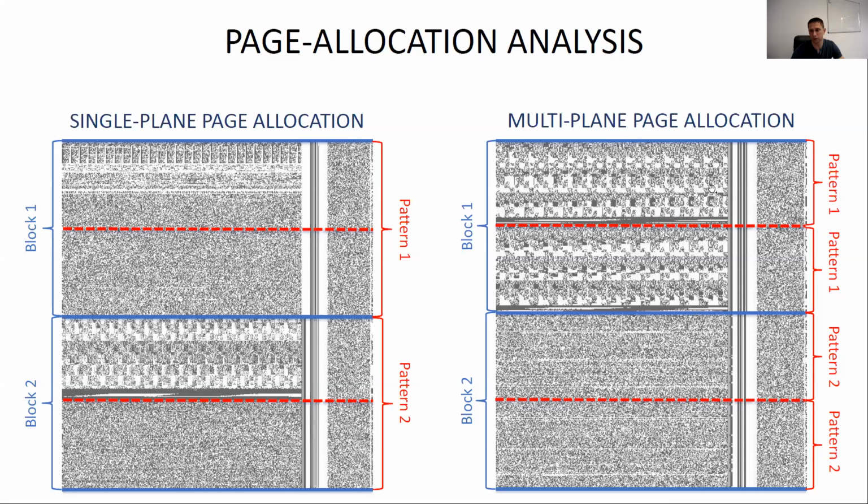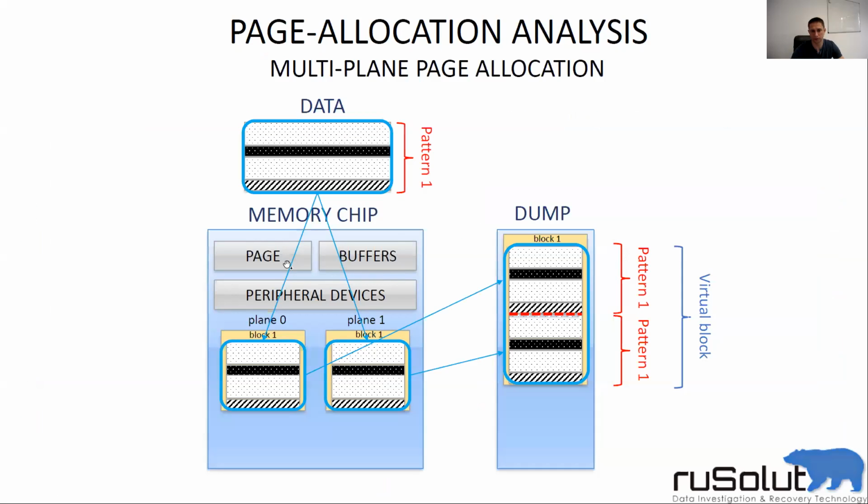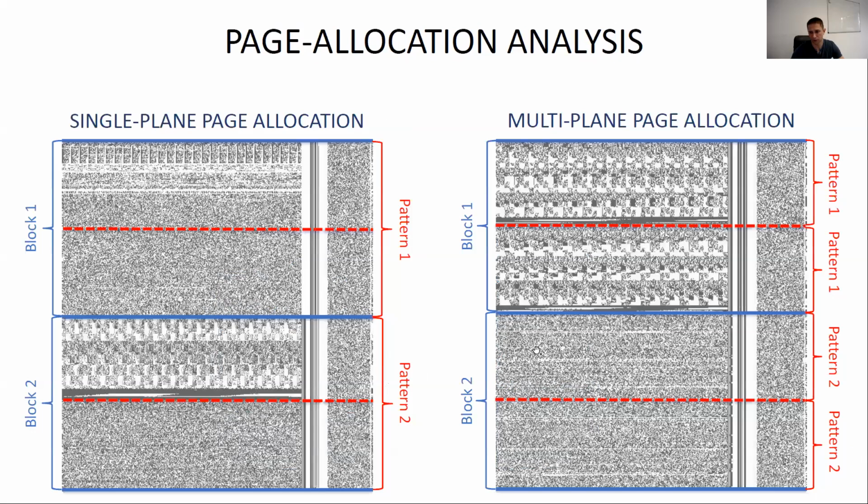That's because data was written like this, simultaneously into 2 planes. And this line here is just the continuation of this line. That's why we have those repeatable patterns. And that's how we detect it.